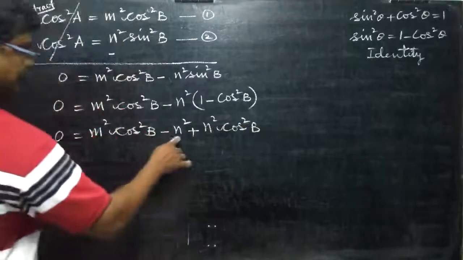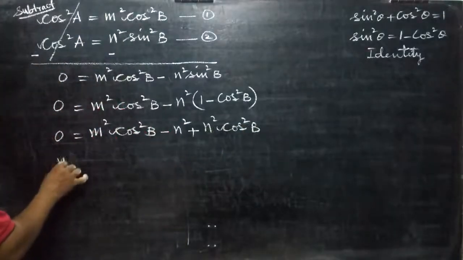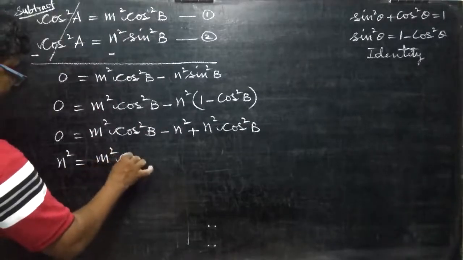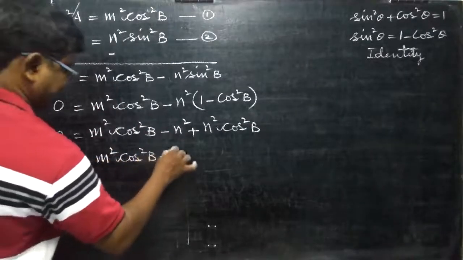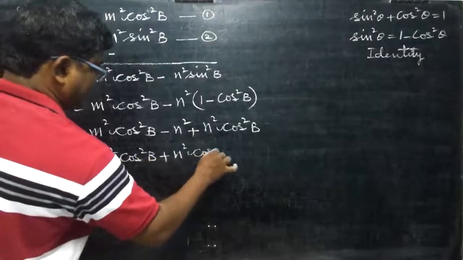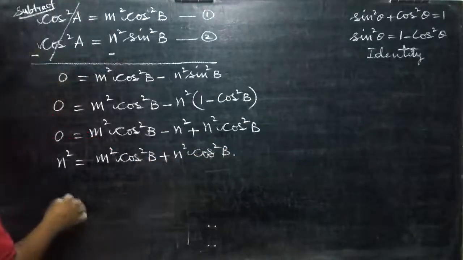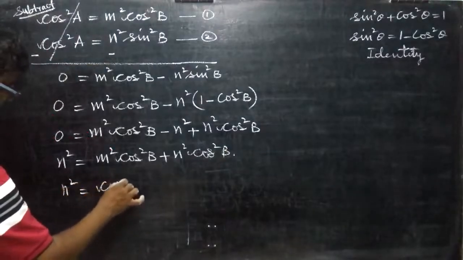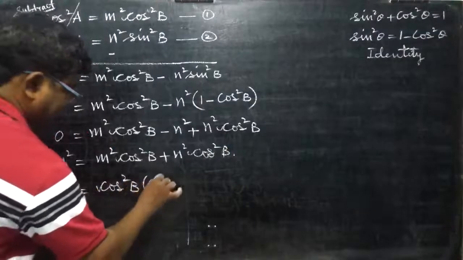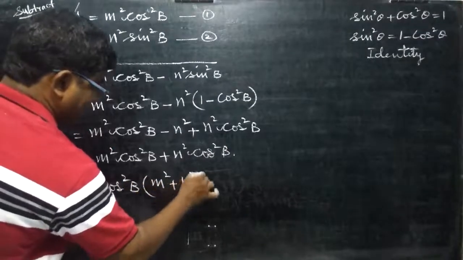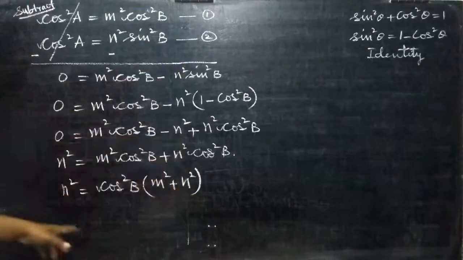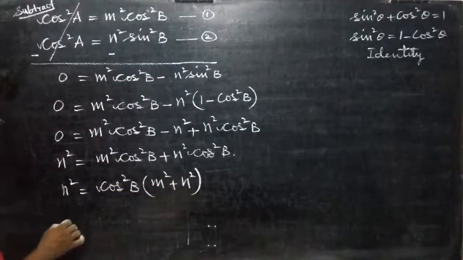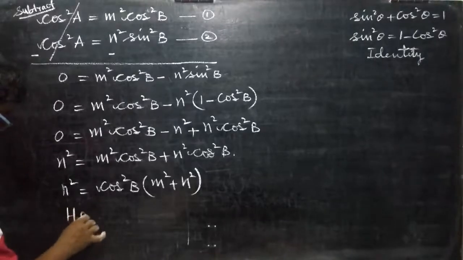Now bring this minus n square to this side, it becomes plus n square is equal to m square cos square B plus n square cos square B. Now cos square B you can take common. Cos square B you are taking common. What remains is m square plus n square. What they told us to prove only we got. N square is equal to cos square B into m square plus n square. We have proved it now, hence proved.